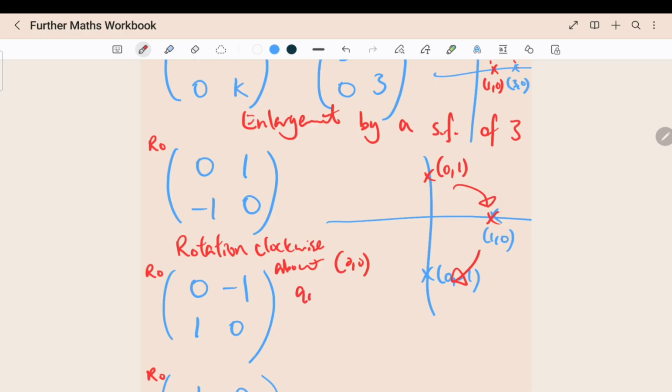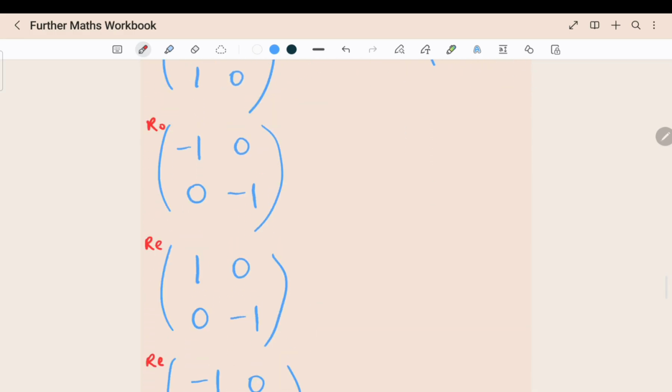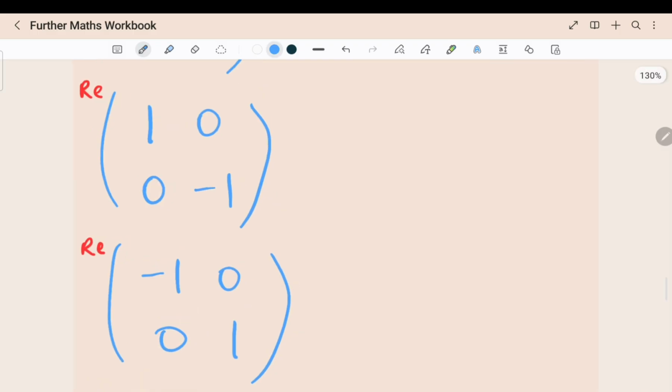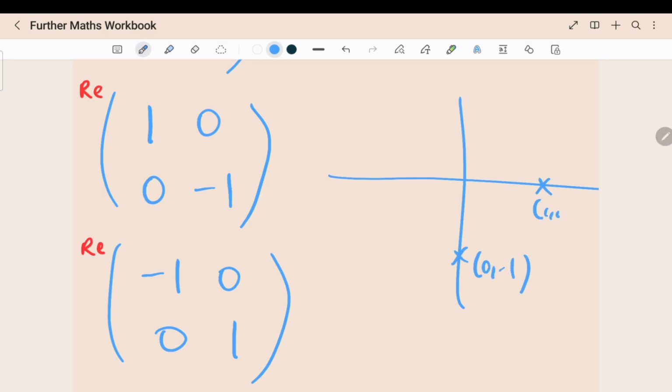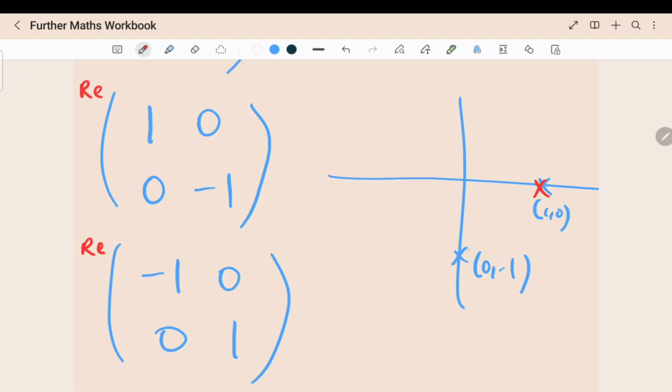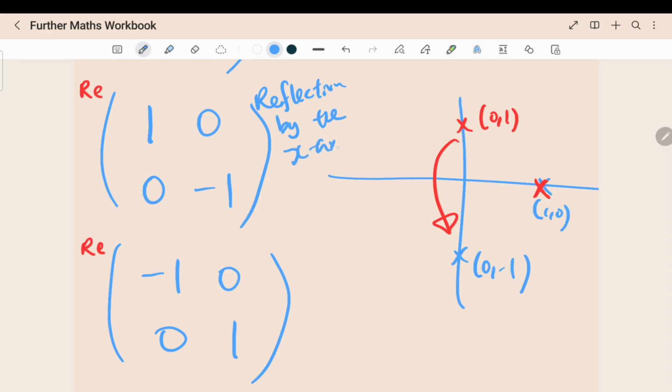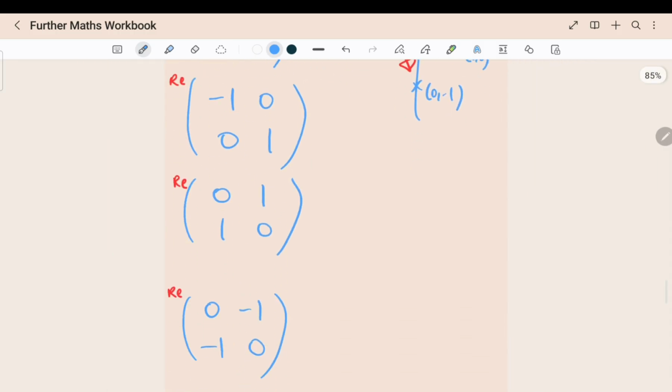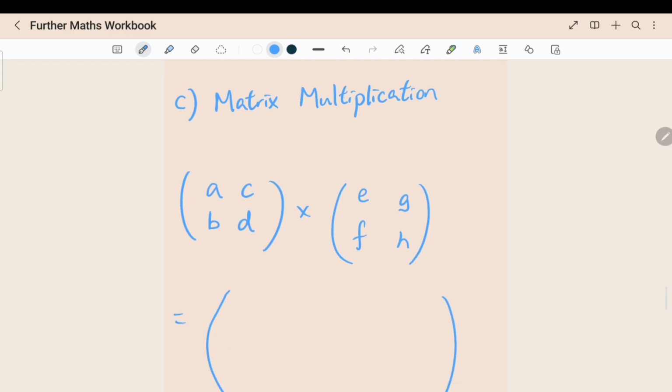for 90 degrees, right? So I'm going to skip a few rotations and do a reflection one for you guys. So if I have 1, 0 here, and then 0, minus 1 here, notice that compared to my identity matrix 1, 0, 0, 1, this point went here and this point stayed the same. So this is a reflection in the x-axis. And you can do all of these using the same method.